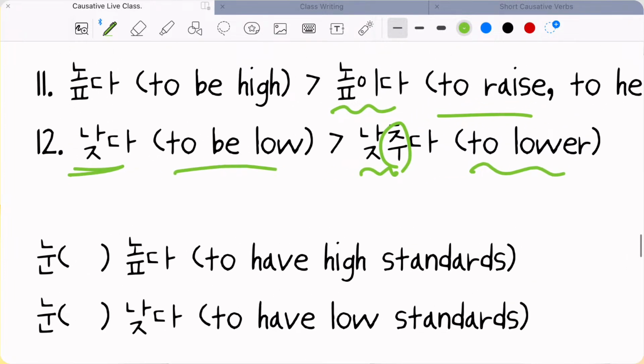그래서 we also use it figuratively as well. If you want to say someone has high standards, we say their eyes are high. So you can say somebody's eyes are high to have high standards. 눈이 높다. 눈 means eye, right? 눈이 높다. And if somebody has low standards, you can say 눈이 낮다.